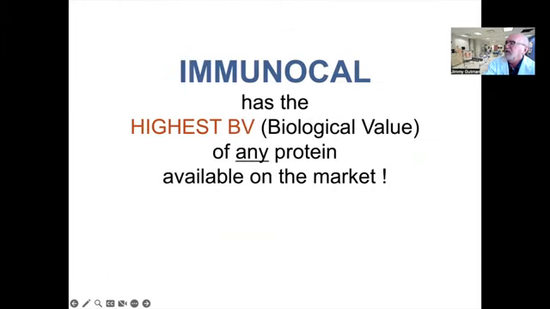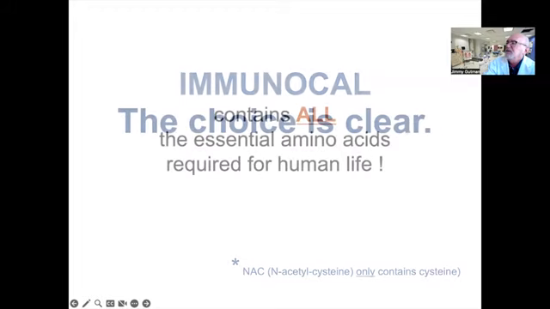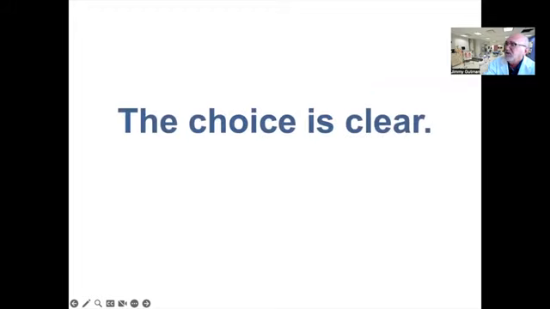So Immunocal has the highest BV of any edible protein on the market. Immunocal contains all of the essential amino acids needed by man. NAC only contains cysteine. The choice is clear.